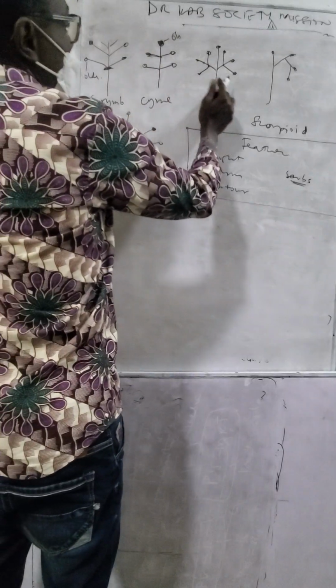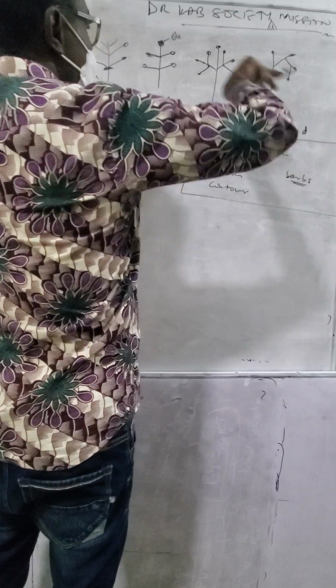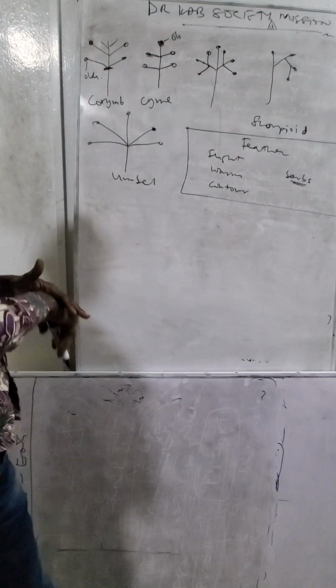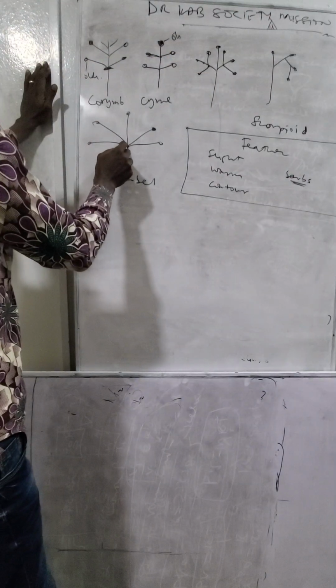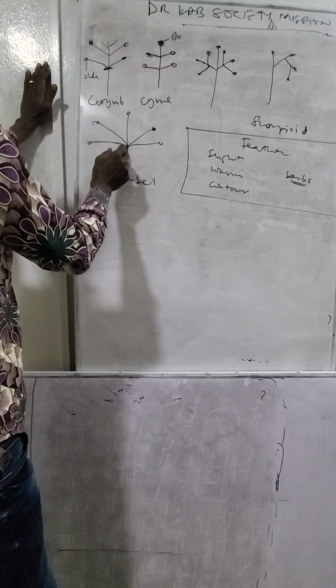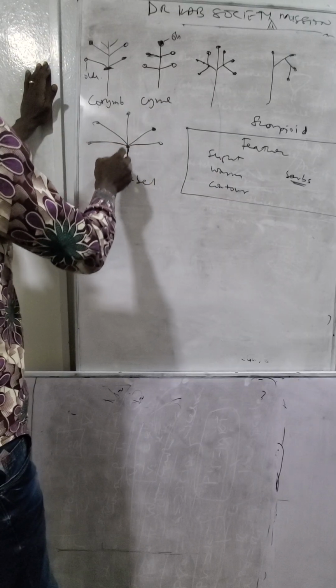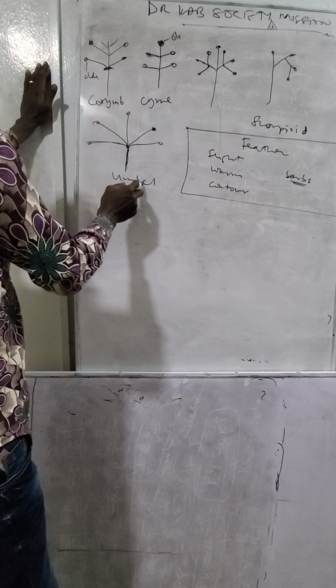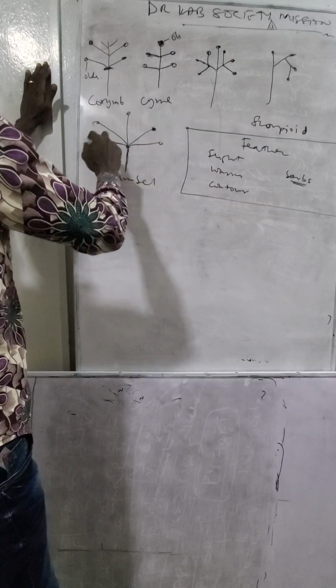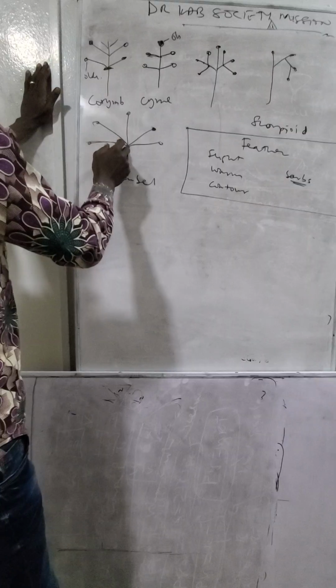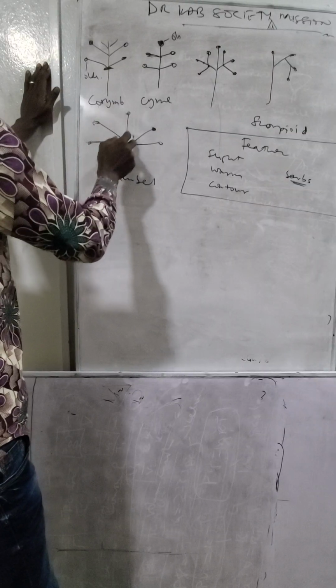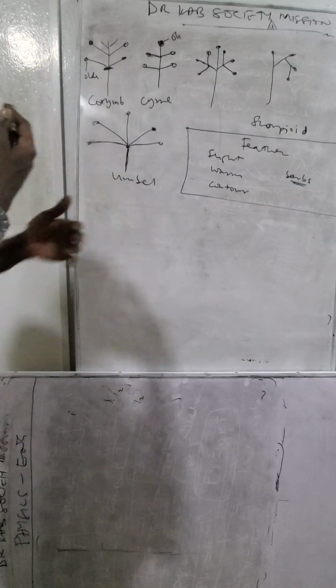You can have it on both sides, or on one side when it is scorpioid. And when all of them are rising from the same point on the branch, then that is the umbrella, like an umbrella. So here everything is at the end. Right, so these are some of the things.